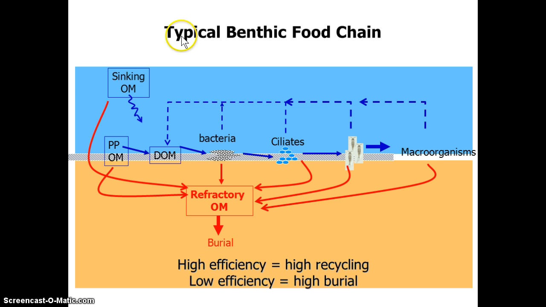The typical benthic community has two primary inputs of organic matter: primary production by either micro or macro algae, or sinking organic matter through sedimentation from the processes that occur in the surface ocean to the benthic environment, which ultimately end up as dissolved organic matter, or can be directly consumed by some of these. I didn't really go over that, but it does happen, especially with deposit feeders.